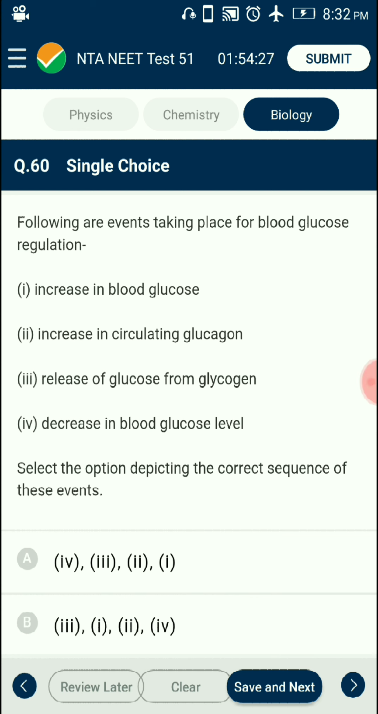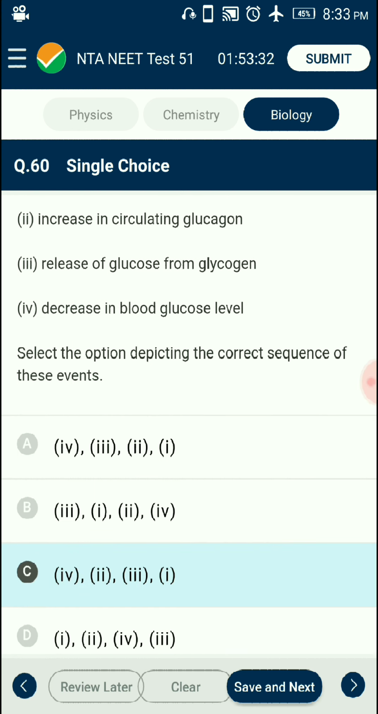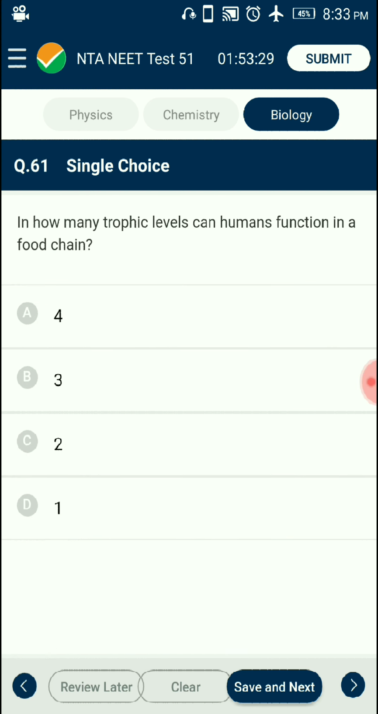Question number 60. Following are events taking place for blood glucose regulation. When the blood glucose level goes down, glucagon is secreted by the alpha cells of the pancreas. Glucagon signals the liver to break down glycogen to glucose and release it into the bloodstream, thus bringing the level of glucose back to normal. So the answer for this question is option C, the fourth one. Question number 61.